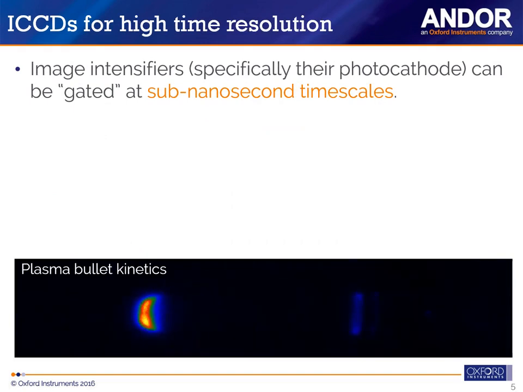ICCD gating enables some very high time resolution experiments. The image intensifier, and specifically its element called the photocathode, can be gated, shuttered at sub-nanosecond levels to be able to isolate a snapshot of a phenomenon in time.